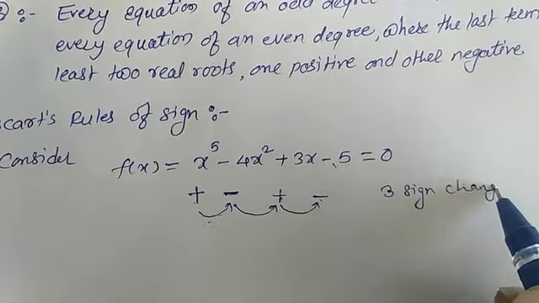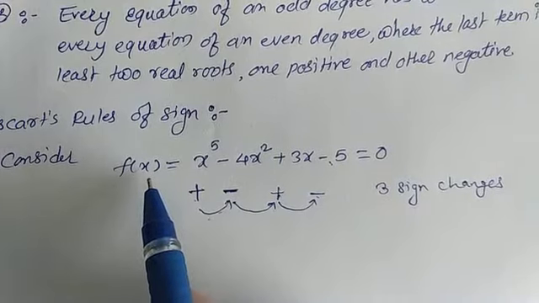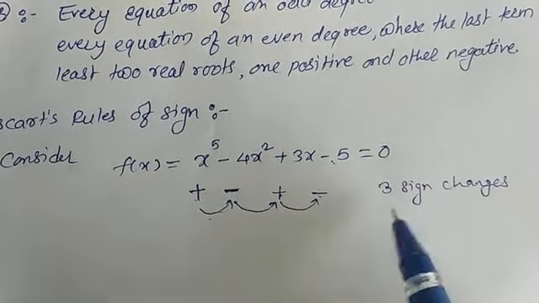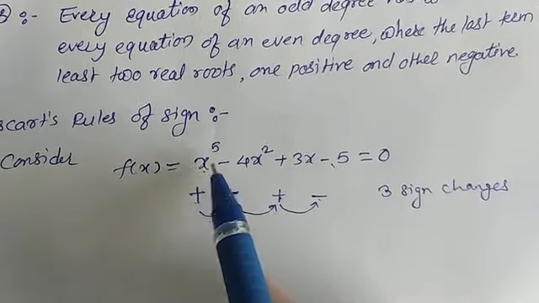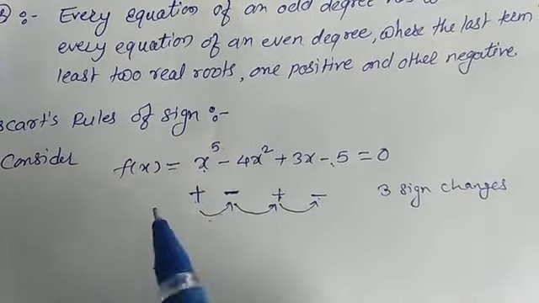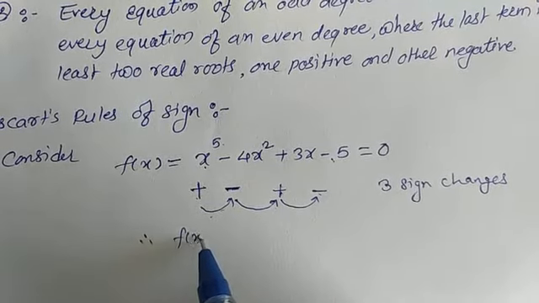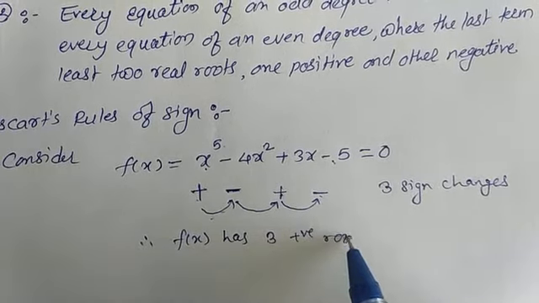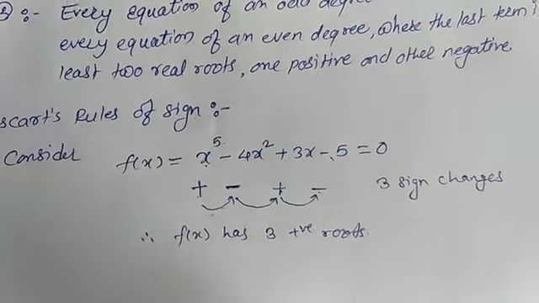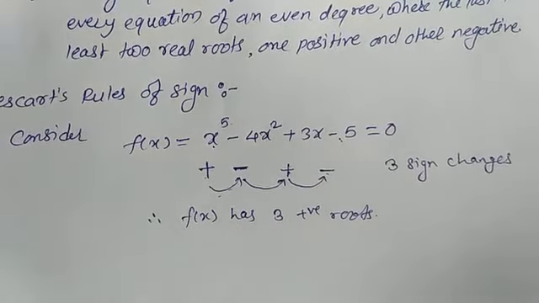Okay, 3 sign changes for f of x, which we have given. So if there are 3 sign changes for this equation, which is of an odd degree, it has 3 positive roots. Therefore this f of x has 3 positive roots. The remaining roots you have to check, whether they will be negative or complex.